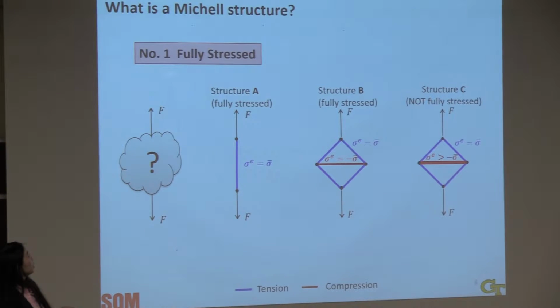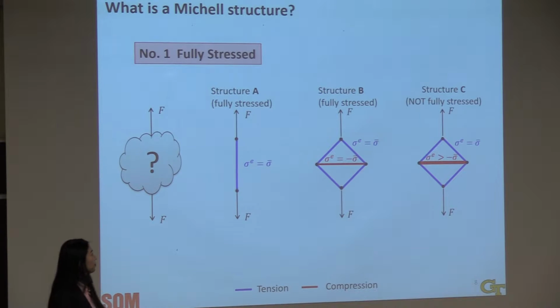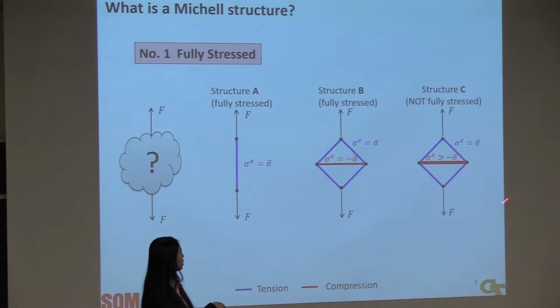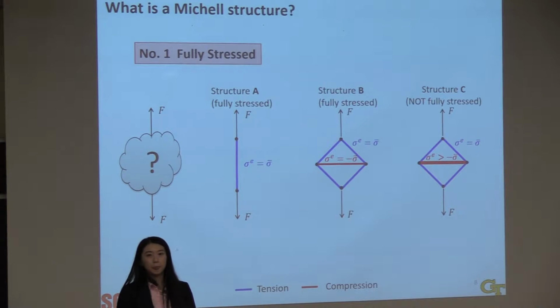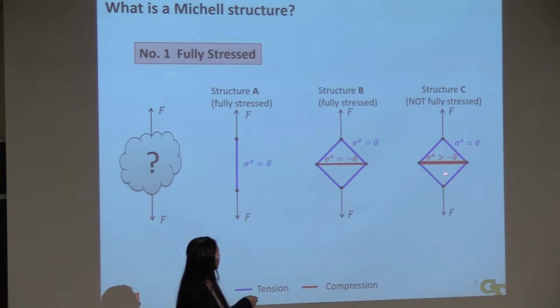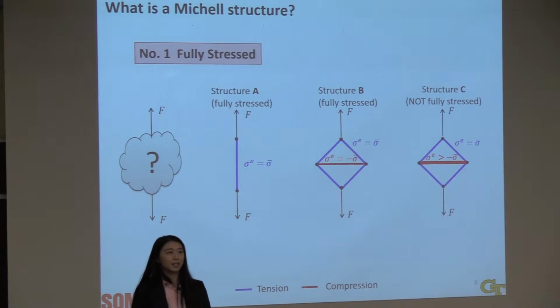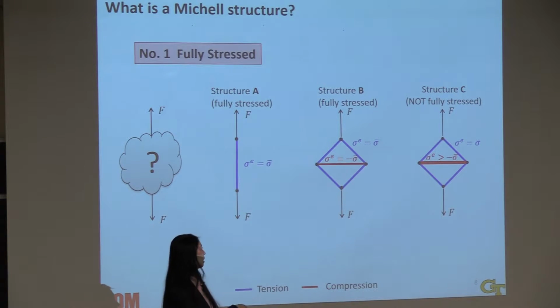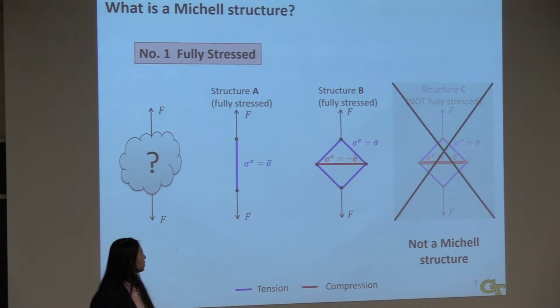You can see that we specifically choose structures A and B to be equally stressed, so they satisfy the first condition of Michell. But structure C is not fully stressed, because the bar in the middle has a stress that's smaller than its compression stress limit. So this is not a Michell truss.